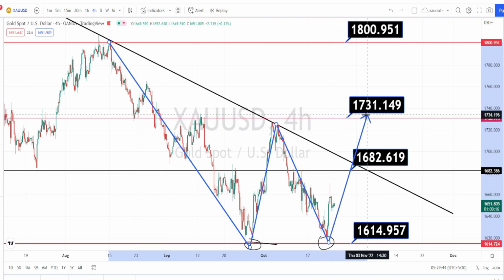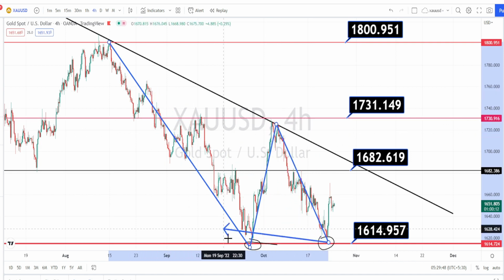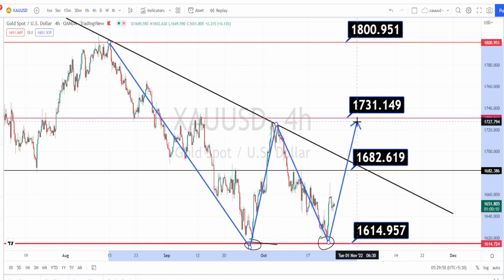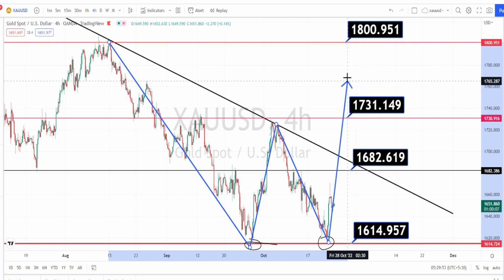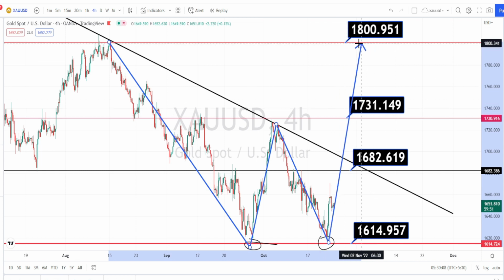But this level of 1730 is acting as a neck level for the double bottom pattern, which it has to break in order to get the confirmation on the formation of the double bottom pattern. And if it breaks this level, we can expect it to retrace to the resistance level of 1800.